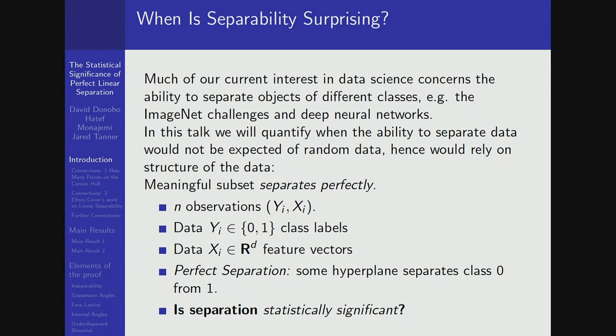Okay. So here's our data matrix: n vectors of length d. We're going to have class labels 0 or 1.